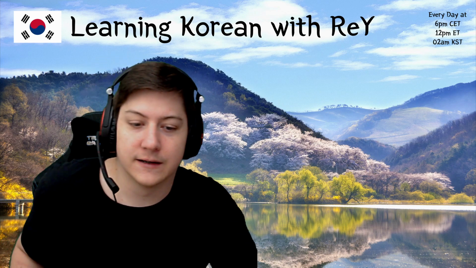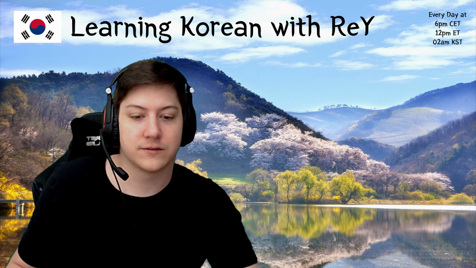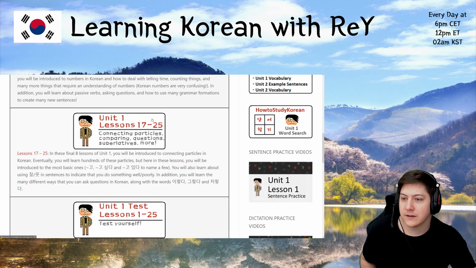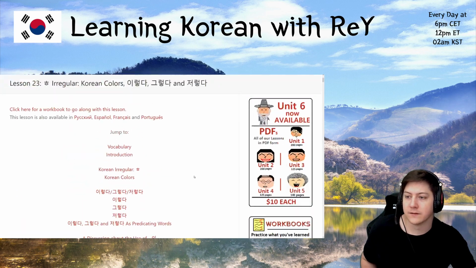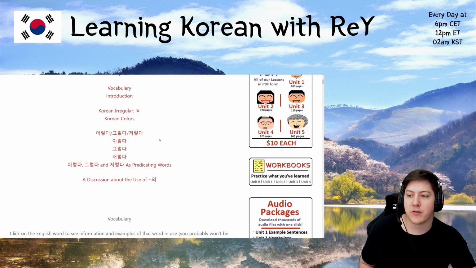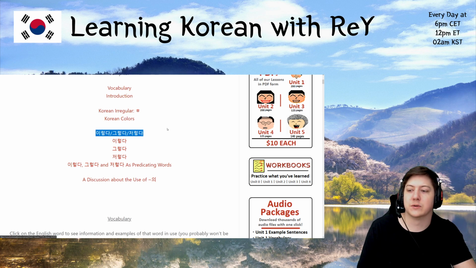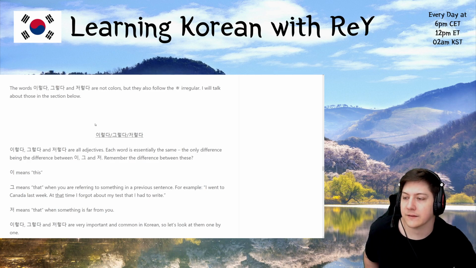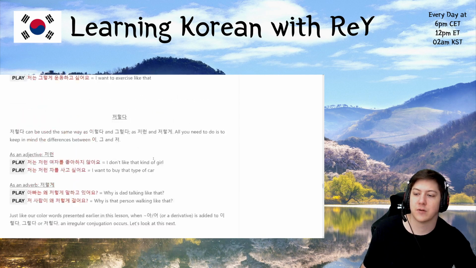Yesterday we finished up half of lesson 23 on howtostudykorean.com. We can see it here. We learned a lot about the colors and the H irregular. Now the second half begins with these three words, to be like this or that. This is where we'll jump in today, and maybe finish the grammar today.